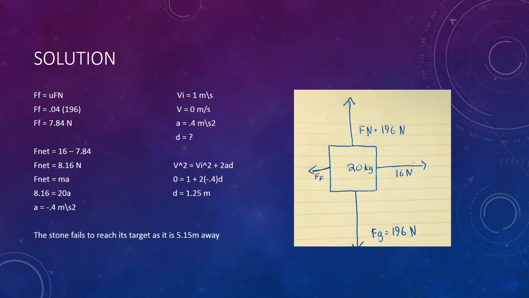Now we need to find out the solution of this problem, but first we need to make a free body diagram. As we already know, the mass of the stone is 20 kg. We can find out the Fg, which is 196 newtons, and thus find the Fn, which is also 196 newtons. To find the frictional force, we need to use the equation Ff equals mu Fn. As we know, the coefficient of friction is 0.04 and the normal force is 196, we can find out that the Ff is 7.84 newtons.